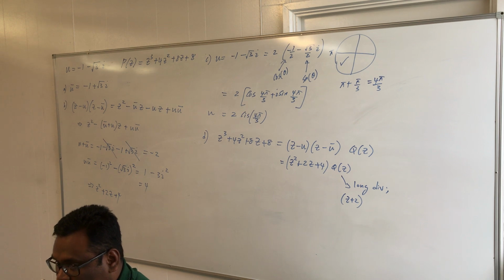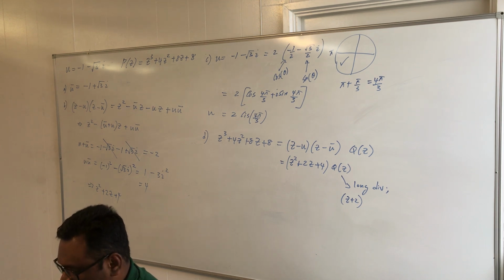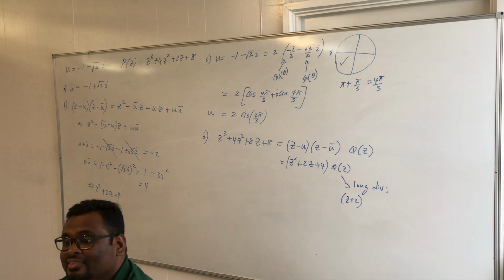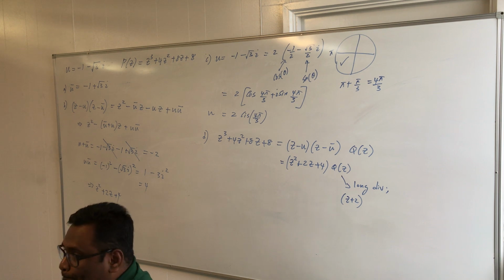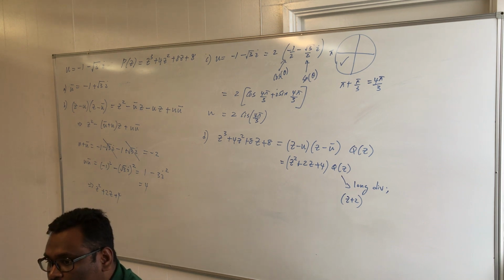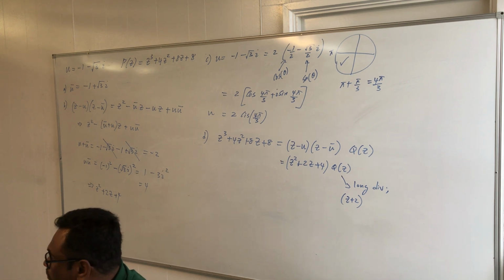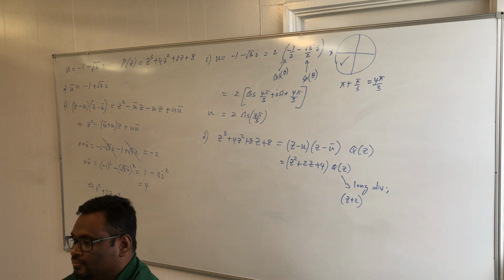The unit vector. You wrote it down. You've already found it. Look at c. You don't really need it. z is the minus 2. c is this one.